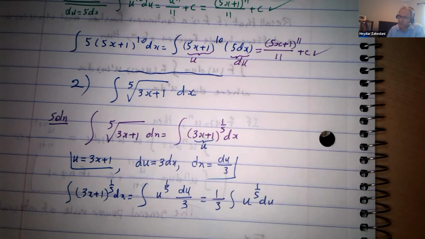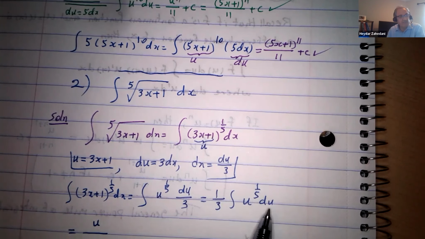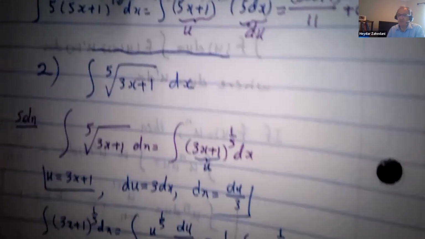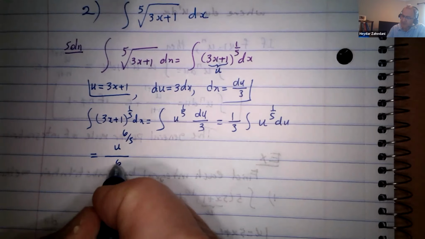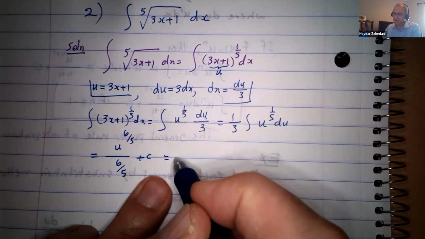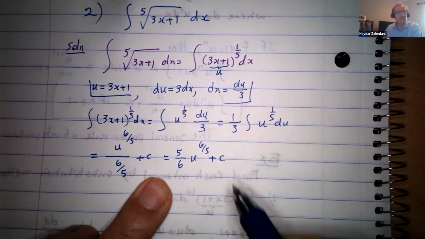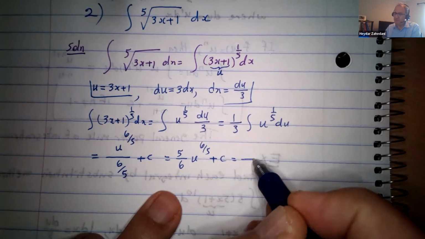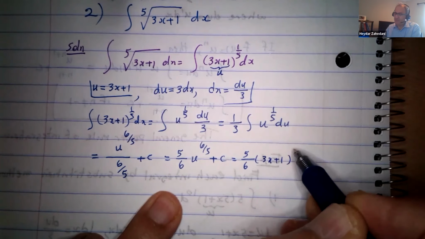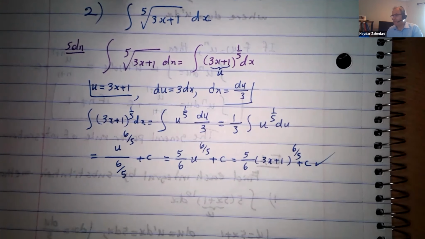Now the action of integration: you add 1 to the power. 1/5 plus 1 is like 1 plus 5 over 5, which is 6/5. It's going to be u to the 6/5 divided by the 6/5, plus the constant c. Use the reciprocal for the 6/5, it's going to be 5/6. 5/6 u to the 6/5 plus the constant c. Substitute for u: 5/6 (3x plus 1) to the 6/5 plus c, the final answer.